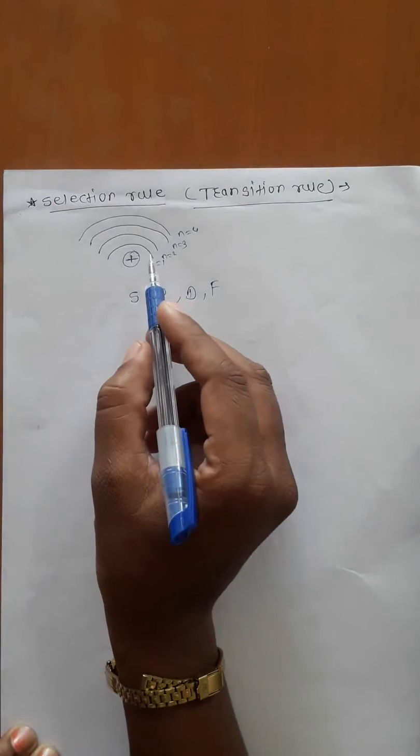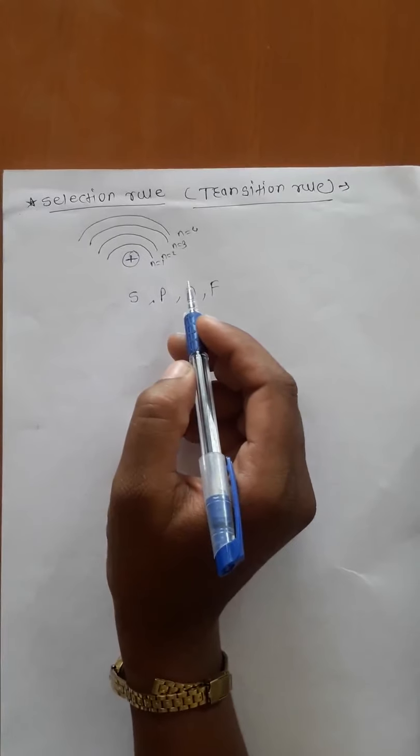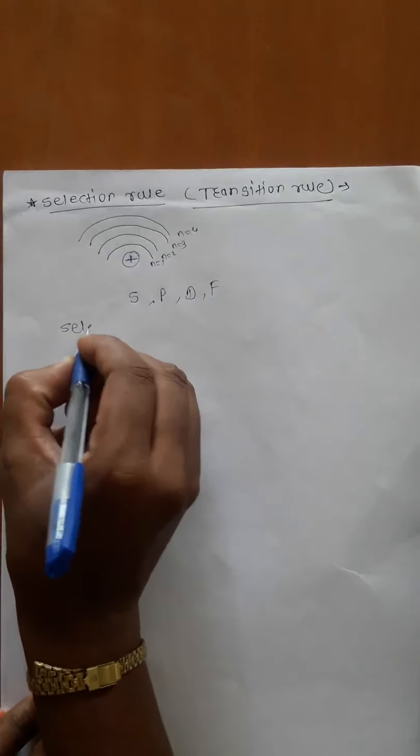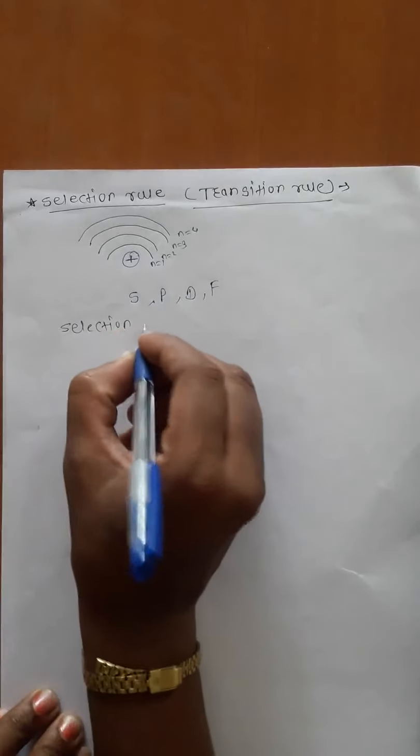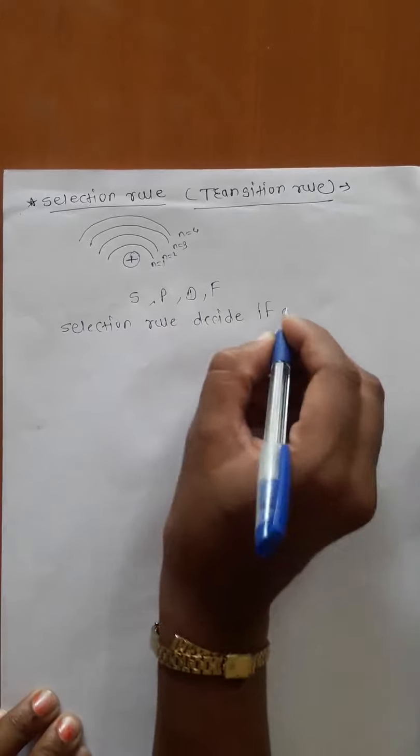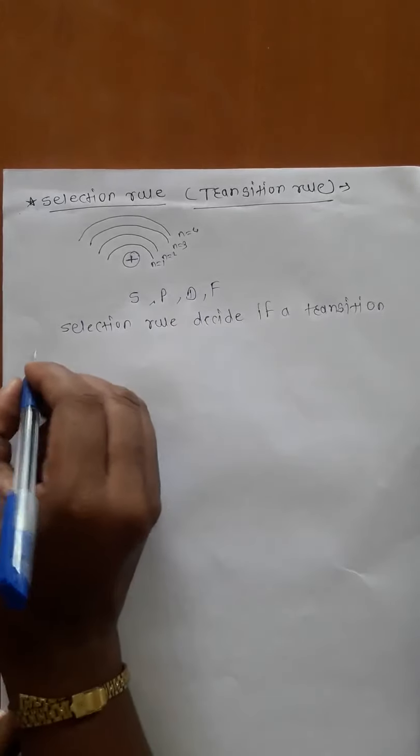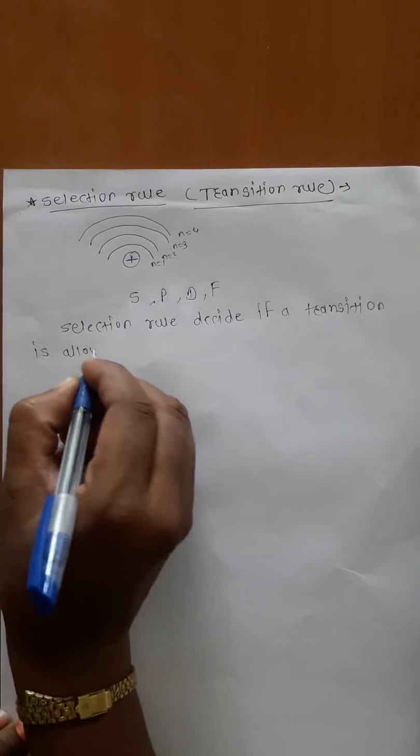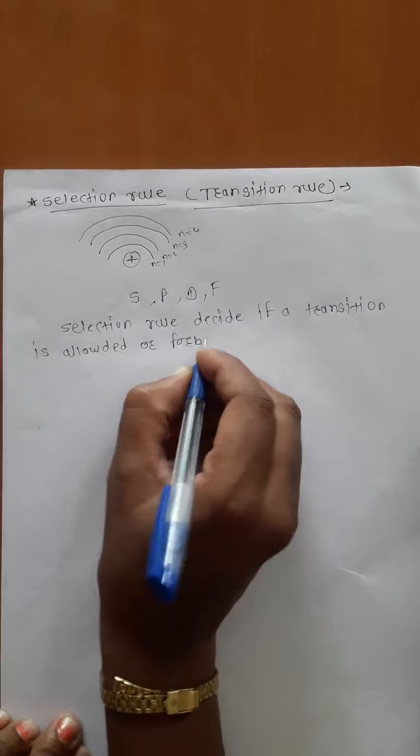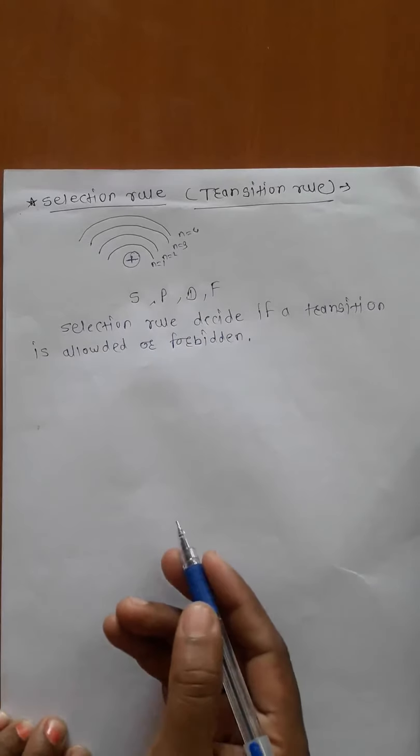Now selection rules mean what? Selection rules decide if a transition is allowed or forbidden. Okay, that means which transition is allowed or forbidden.